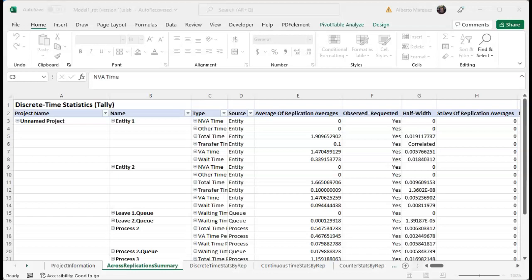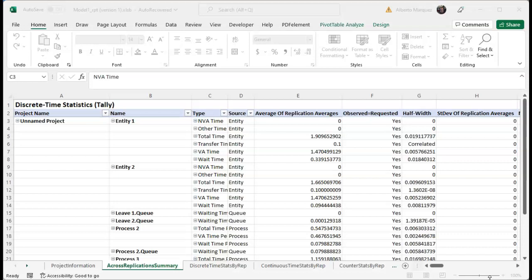Hello, welcome to another video with the topic of Arena. And in this particular case, we're going to talk about the output that is produced in Arena version 16.20 and probably future versions. It used to be that Arena generated PDF reports, but now everything is coming into Excel files.